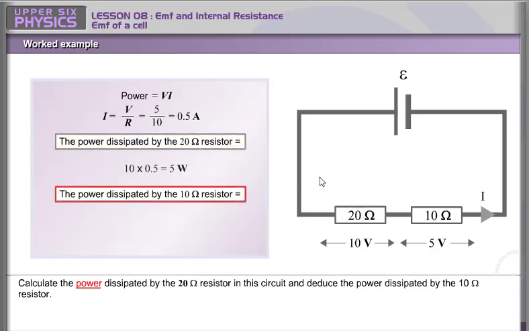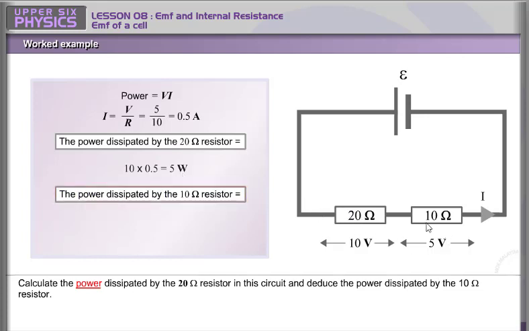All right, power dissipated in the 20 ohm is equivalent to I times V. Our I here is 0.5. Our V here is 10 volt. So the power dissipated by the 20 ohm resistor is 5 watt.